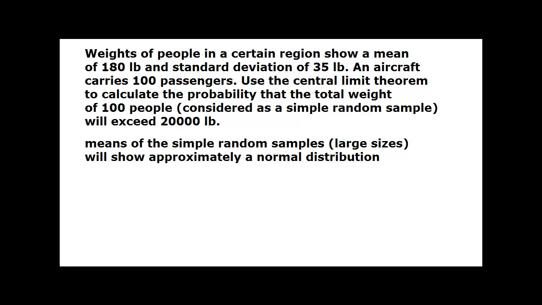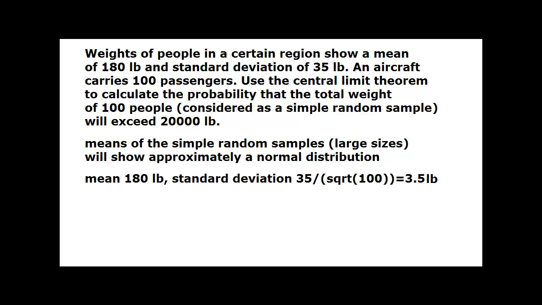So what does central limit theorem tell us? That for large sample sizes, means of simple random samples will show approximately a normal distribution. And the mean of that distribution will still be the same as the mean of the population, that is 180 pounds in this case, and standard deviation will be lower because the means are distributed more consistently. So we have the population standard deviation divided by the square root of the sample size. So square root of 100 is 10. So 35 over 10 is how much? 3.5 pounds.